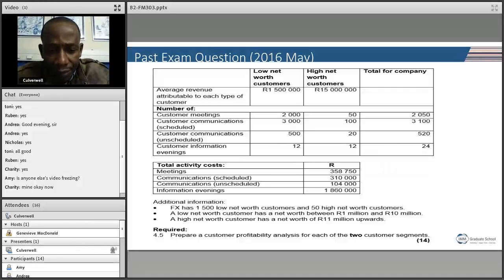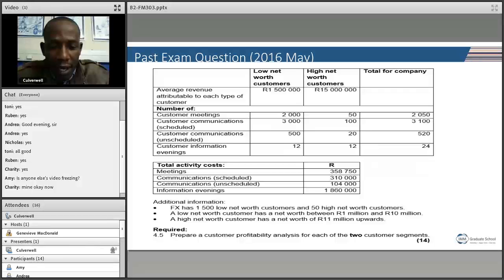Additional information: FX has 1,500 low net worth customers and 50 high net worth customers. A low net worth customer has a net worth between 1 million and 10 million. So a customer referred to as a low net worth customer has a net worth between 1 million and 10 million, and then a high net worth customer has a net worth of 11 million upwards. And then I'll move on now to the required part.